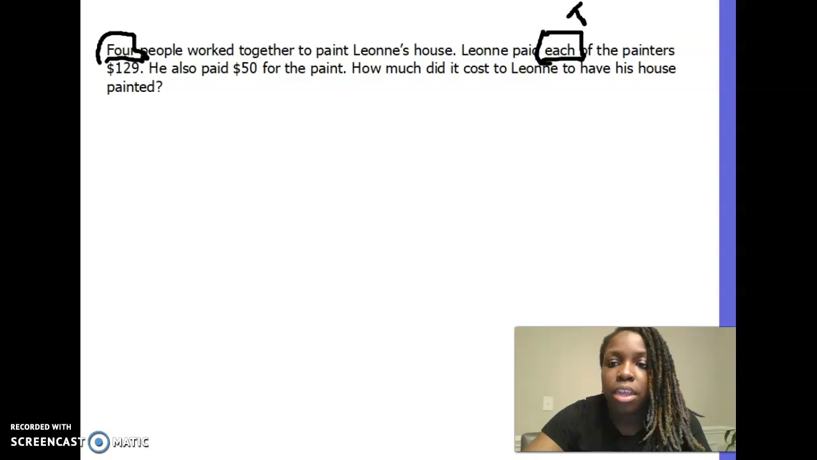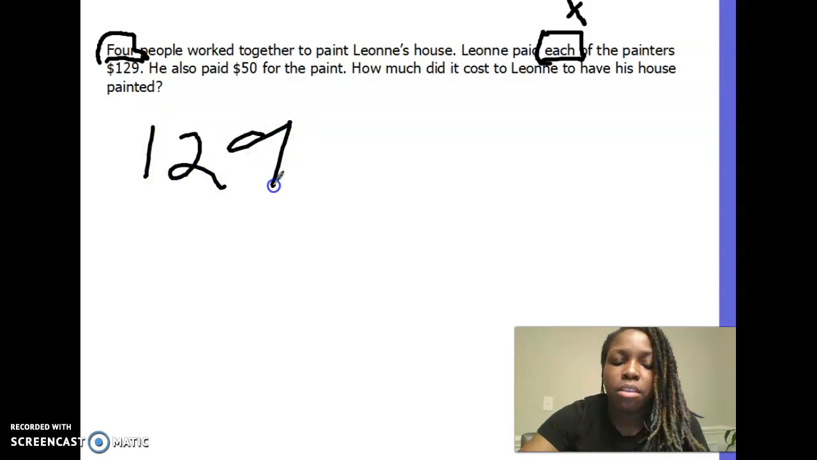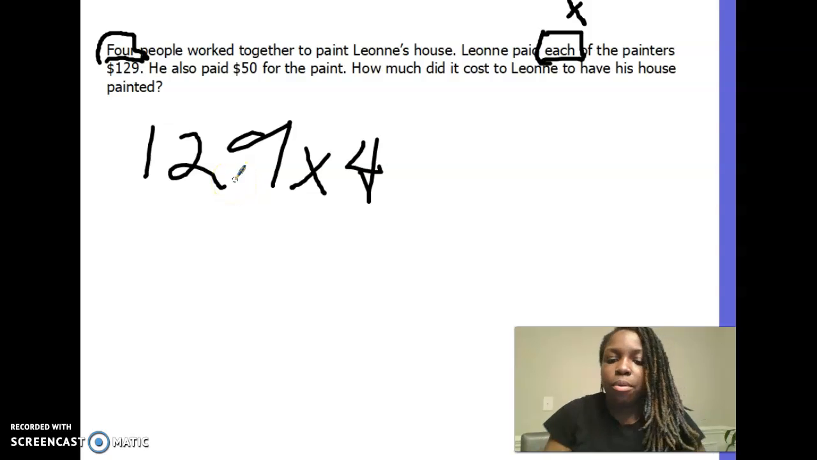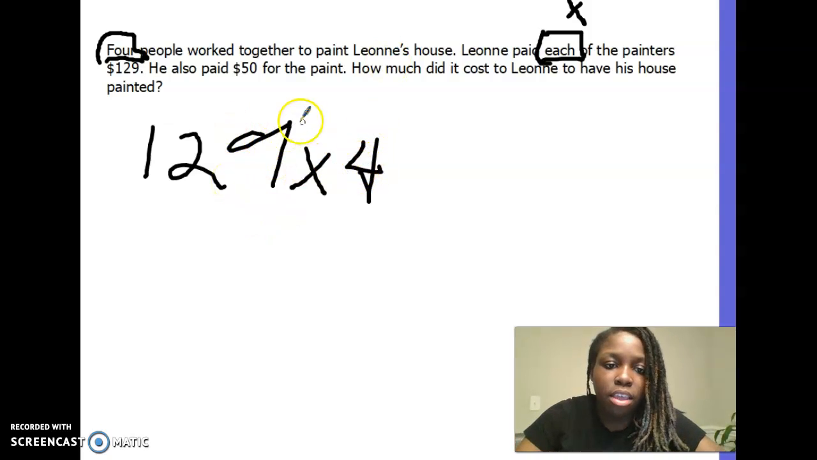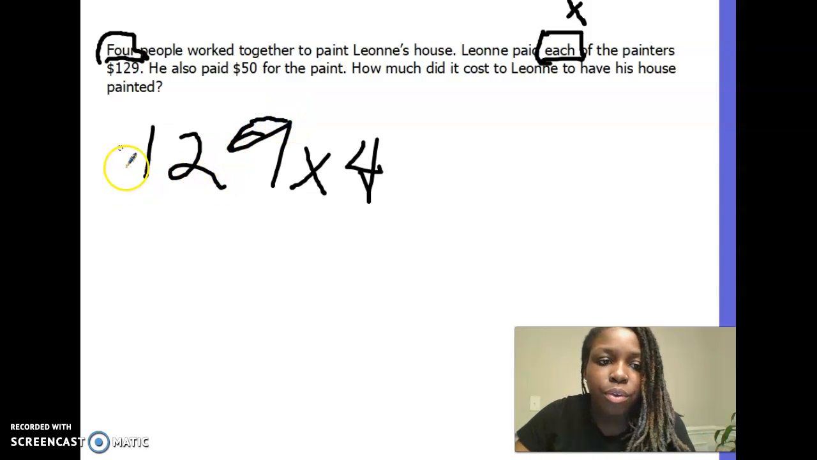So I'm multiplying 129 times 4. So that's my first step, right? My first step is to multiply 129 times 4. And then we're going to read on to the next, what's my next step. So I want to read and look and see what are my steps first.